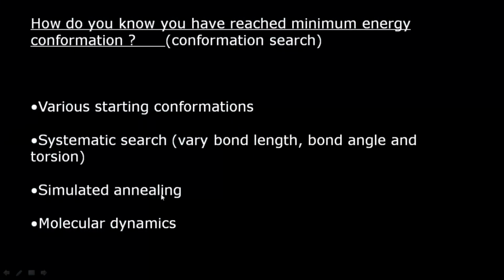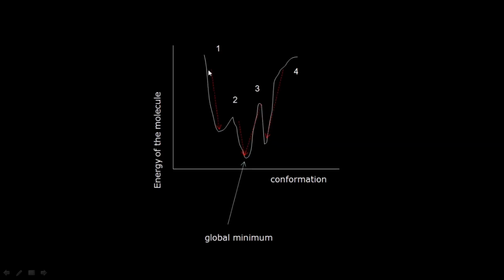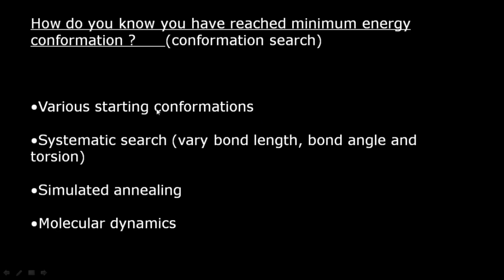But some of the approaches that are followed to find out whether you have reached global is to start with various starting conformations. For example, I suppose I start with 1, I may end up with a minimum which is not global but local. Then I start with 2, I will go down much lower than this, then I may start with 3 which may go here, I may start with 4 which may go here. So, by starting with different conformations and then keep minimizing and then look at the minimum of this minimum, that we call the global minimum. That is starting with various starting conformations.